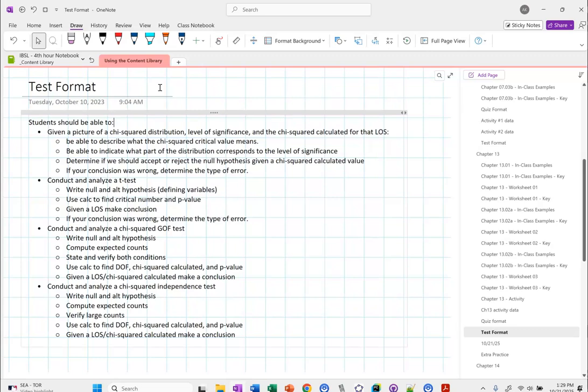You should be able to conduct and analyze a t-test. The parts are: write the null and alternative hypothesis while defining variables if you're going to do that symbolically. Use the calculator to find the critical number and p-value. Given a level of significance, make a conclusion. And if your conclusion was wrong, determine the type of error.